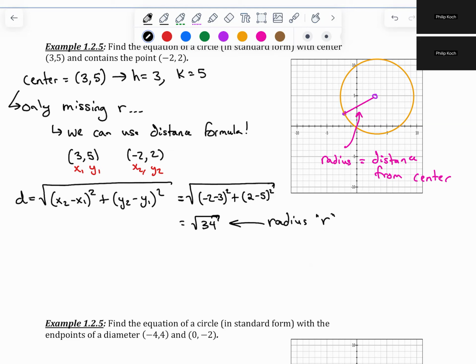Therefore, the equation of the circle is x minus h quantity squared, so x minus 3 quantity squared, plus y minus k, so y minus 5 quantity squared, is equal to r squared, which is the square root of 34 squared. So it's going to be equal to 34. And the reason for that, I'll write that down.